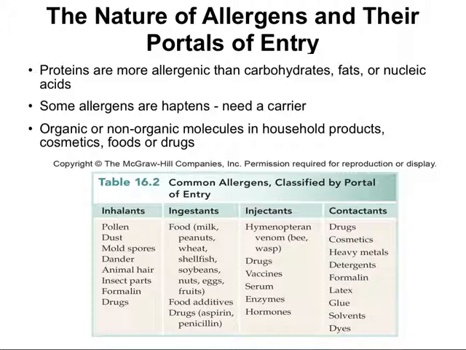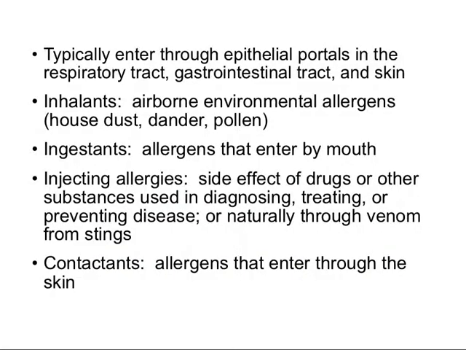The table below will give you a good overview of some common allergens that are classified by their portal of entry. We can have inhalants, ingestants, injectants, things that are injected either by a needle or by an animal, or contactants that actually need to touch the skin. Now, the organ of allergic expression may not actually match the portal of entry. For example, you could have something that enters through the gastrointestinal portal that manifests itself as a rash in the skin.